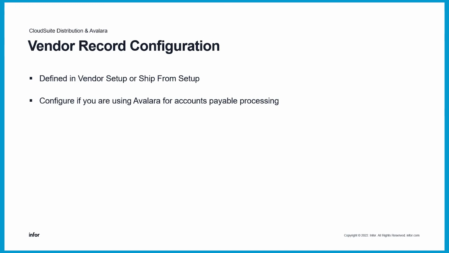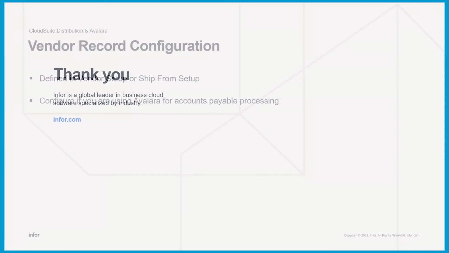If you're using Avalara for accounts payable processing, you will set up taxing in vendor and vendor ship from records as well. The fields displayed vary depending upon the tax method you have selected in System Administrator Company Setup. When you set up vendor records to use foreign currency, ensure you correctly select the currency on the General tab of the vendor record, and that setting matches the foreign currency setting in the System Administrator Currency Setup.